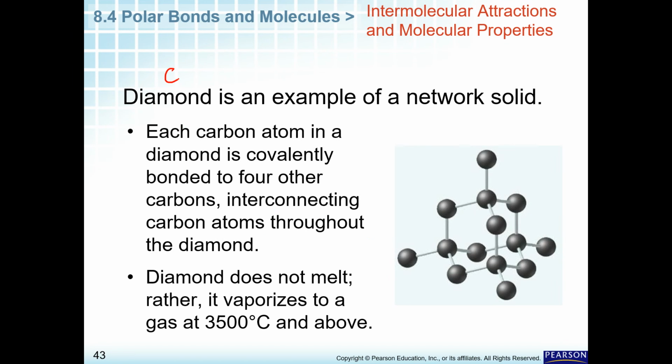Diamond is only made up of carbon. Each carbon is covalently bonded to 4 other carbons, and they are interconnected and form this network where it takes a lot of energy to break each of these individual bonds. And so diamond is very, very strong, and it does not melt at very high temperatures. It just ends up vaporizing.